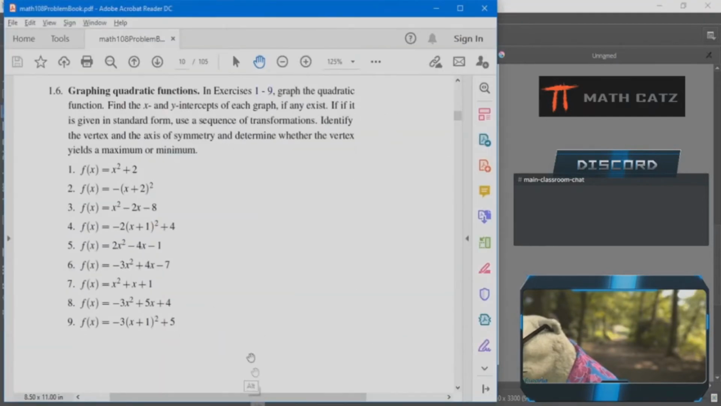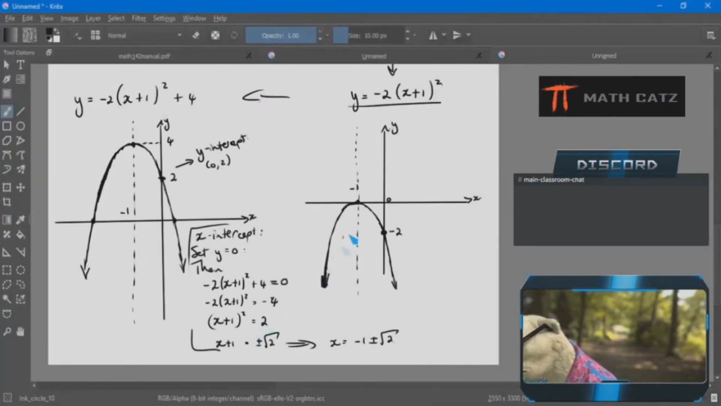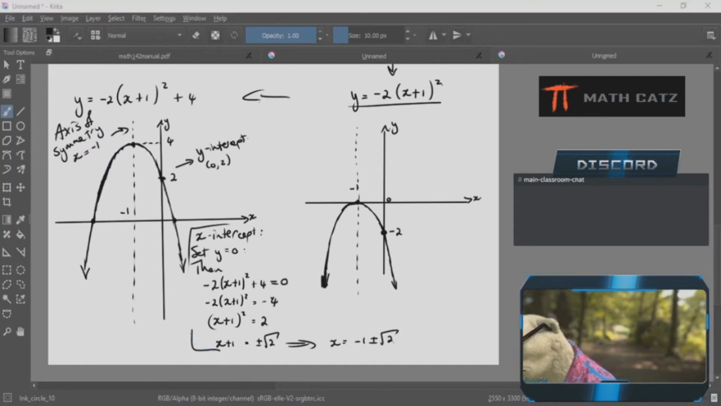What else do they ask me? Vertex, axis of symmetry. Sure, let's indicate here. Let's do it over there. I'm running out of space. I didn't plan this very well. Axis of symmetry is a line. It's a straight line. It's sitting at negative 1. It's the vertical line x equal to negative 1.